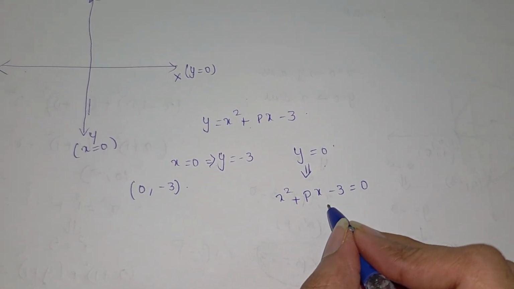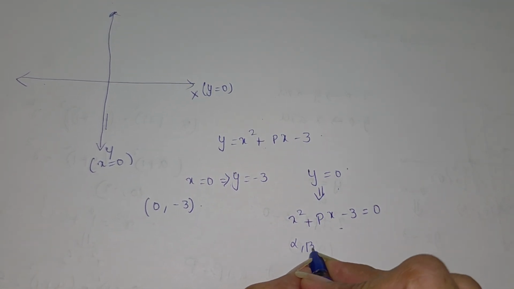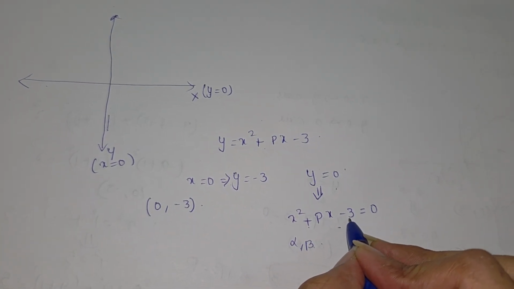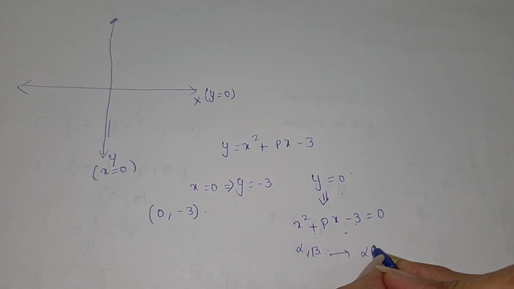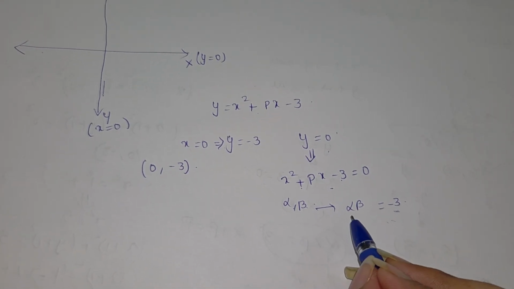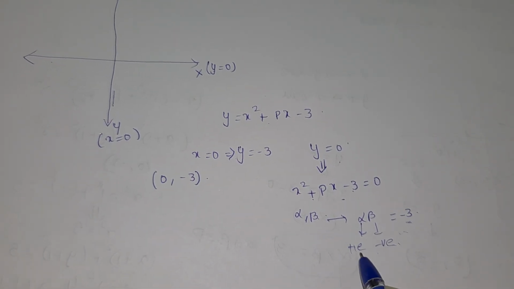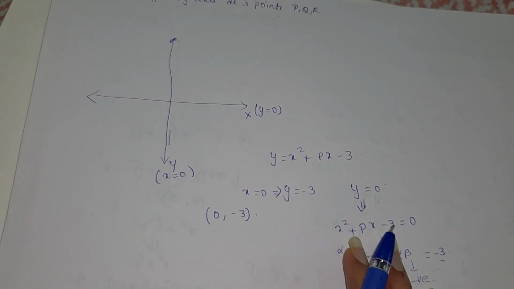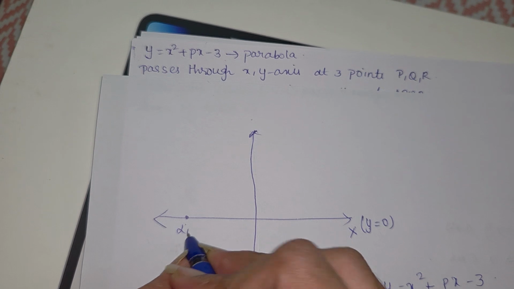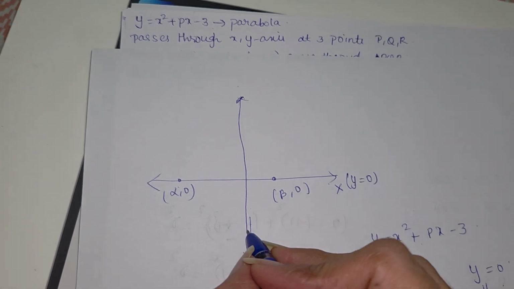This is a quadratic equation, and we know that if alpha and beta are the roots of this equation, then alpha times beta equals minus 3. Since this is a negative value, it means that one of them is positive and the other is negative. So they lie on either side of the y-axis. Let's put them on the Cartesian plane. One of them will be (alpha, 0) and the other is (beta, 0). And the third point is (0, -3).